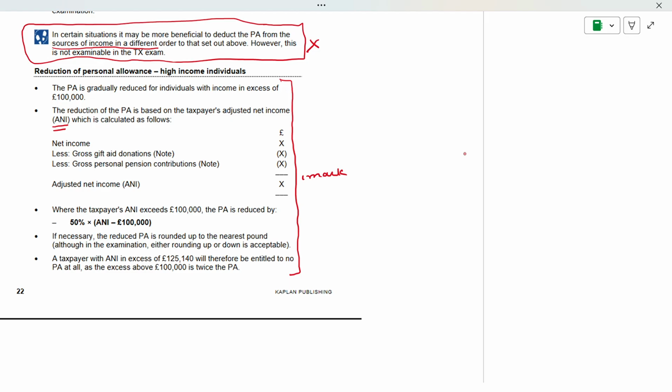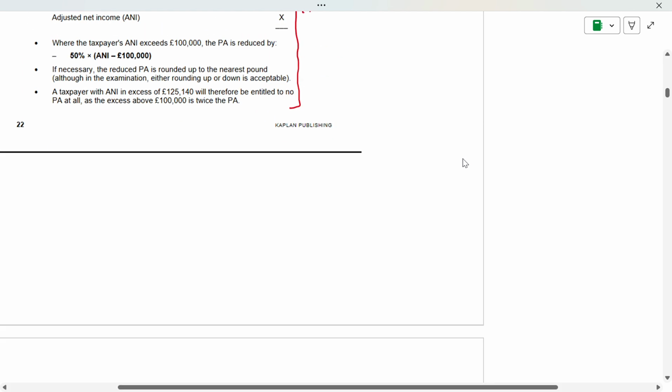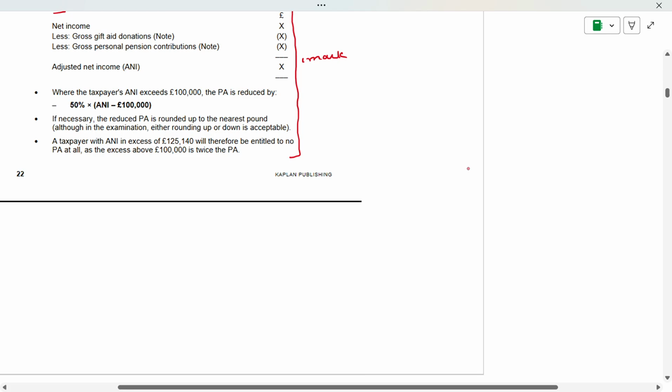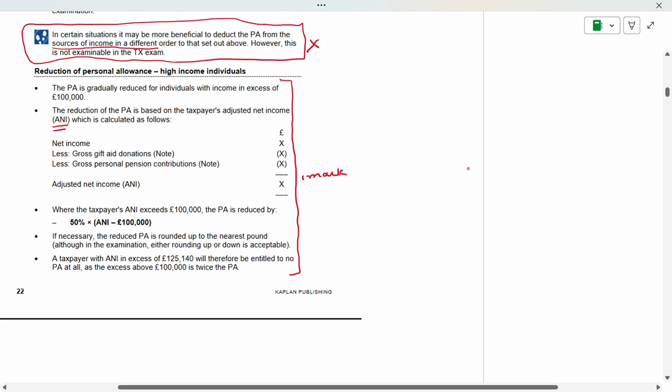Have they mentioned something in a note? In the note they mention further information: gift aid donations are in section 9, and more about personal pension contributions is in chapter 6. If they say 80%, then you have to convert it into 100%. We have to take gross gift aid donations and gross pension contributions. Once we have deducted these, we get ANI.